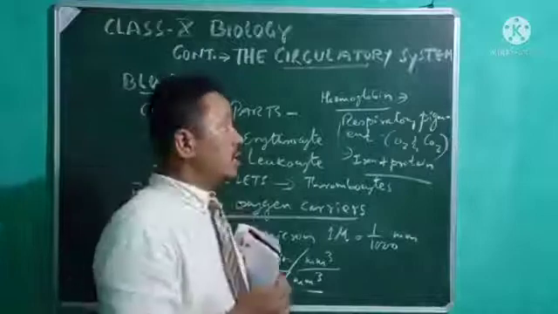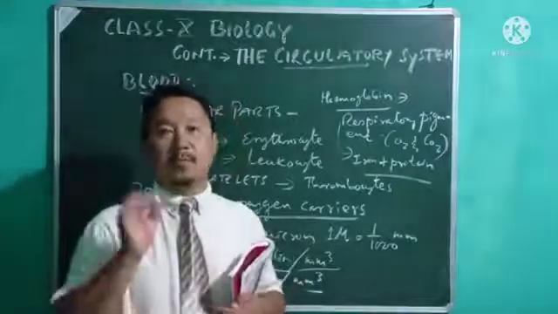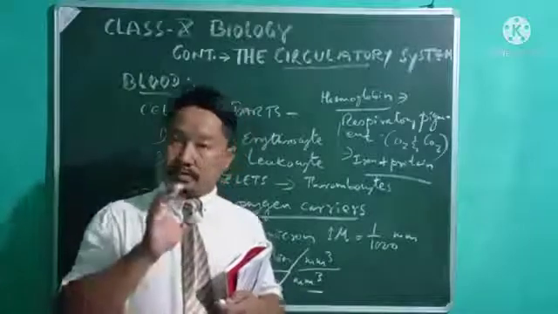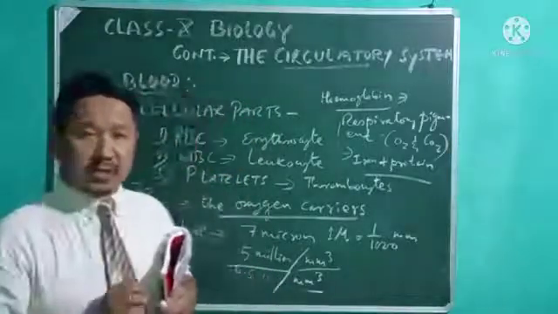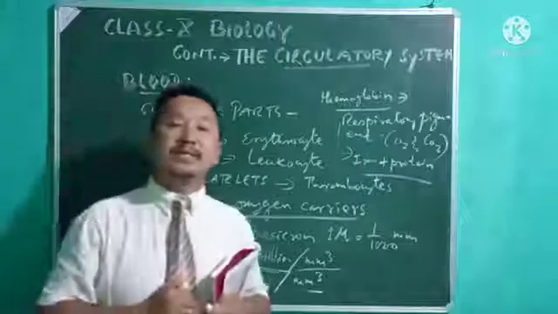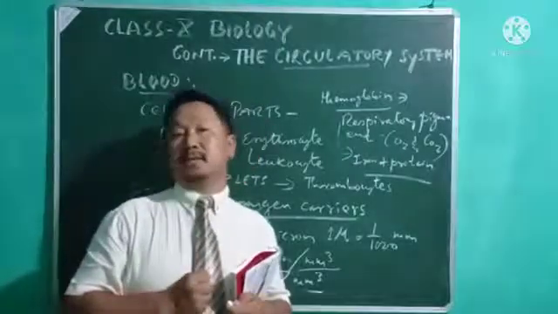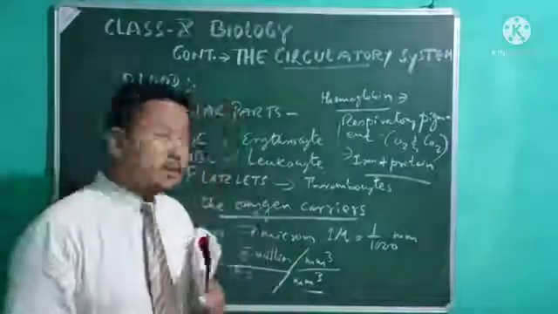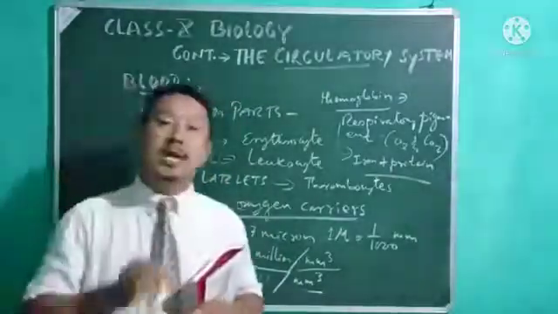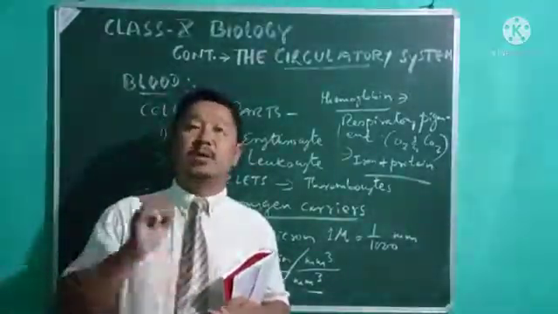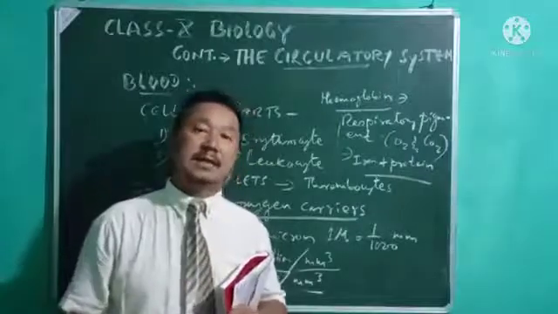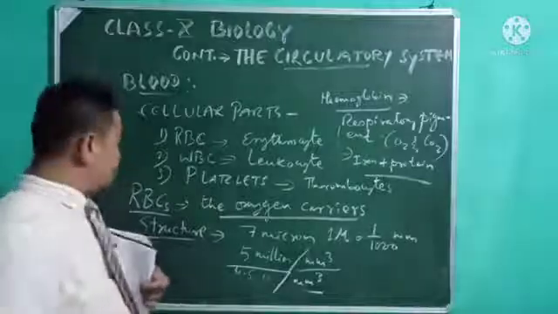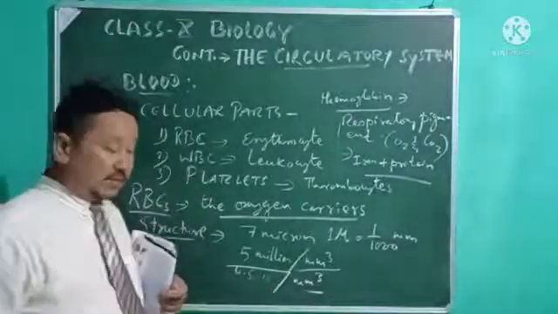Then it forms carboxyhemoglobin, a compound of carbon monoxide and hemoglobin, which cuts down the capacity of the blood to carry oxygen. That's why people die for want of oxygen, and that particular condition is called carbon monoxide poisoning. Sometimes it happens like that. So this is all about the structure of RBC.